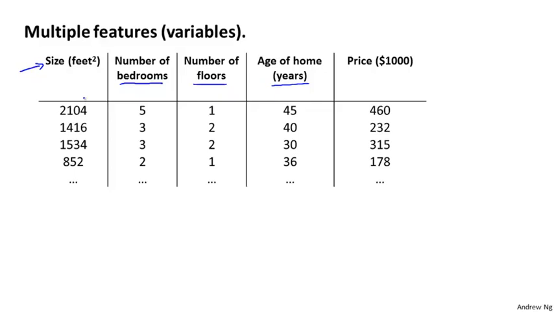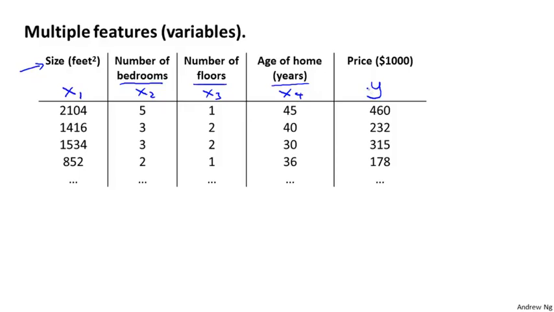To introduce a little bit of notation, and we sort of started to talk about this earlier, I'm going to use the variables x subscript 1, x subscript 2, and so on to denote my, in this case, 4 features, and I'm going to continue to use y to denote the output variable, the price that we're trying to predict. Let's introduce a little bit more notation.